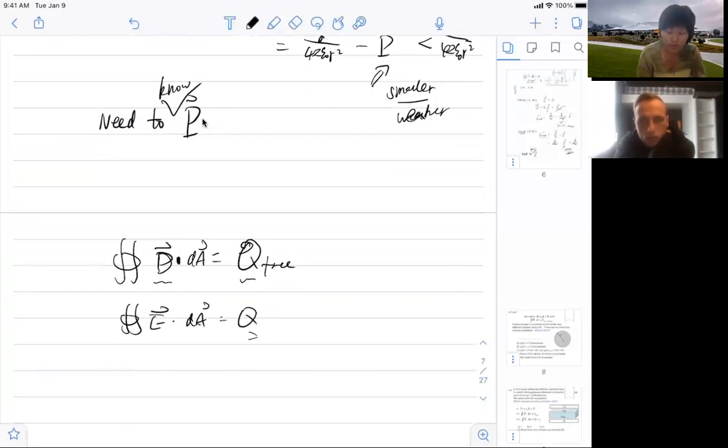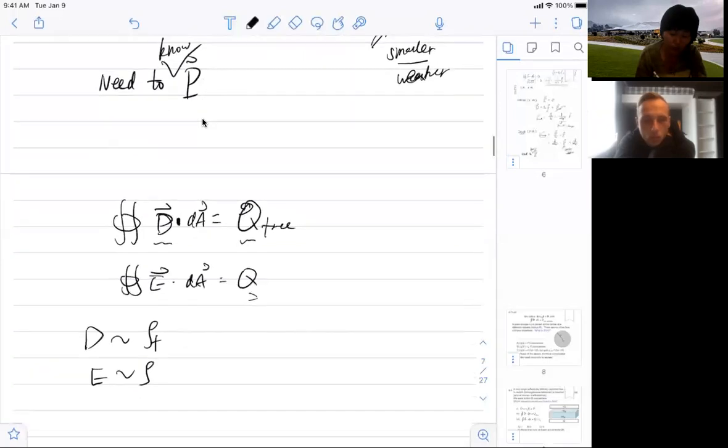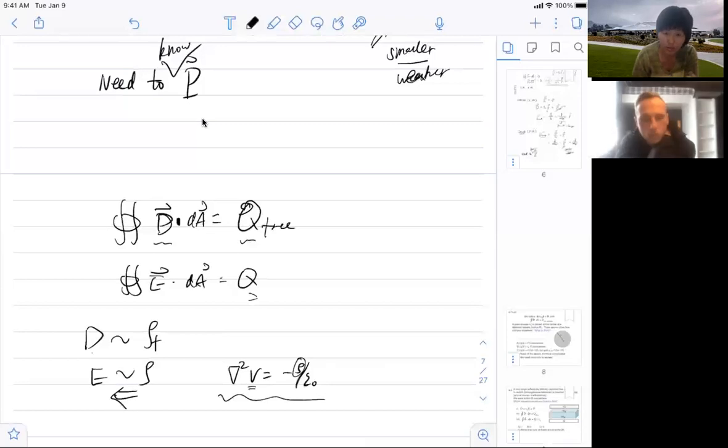But the problem is the relationship between free density and D is not like how rho decides E. Okay, rho, as long as you know your charge density, you can uniquely determine E. Always find E, no matter what method you use. You might use, sometimes when symmetry allows, Gauss's law. If not, sometimes you can do the Laplace equation, Poisson equation. You can always find E. But the relationship between D and rho free is not really like that.